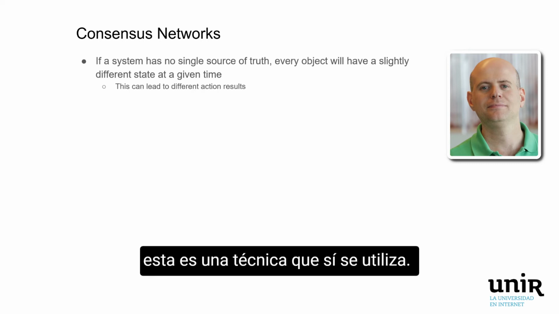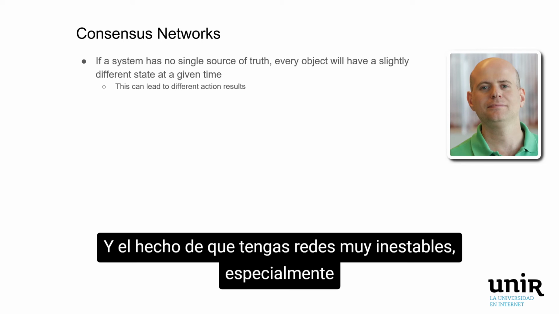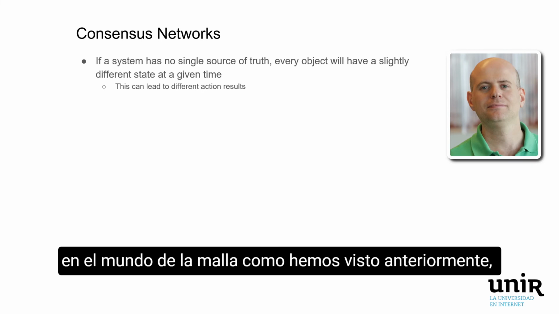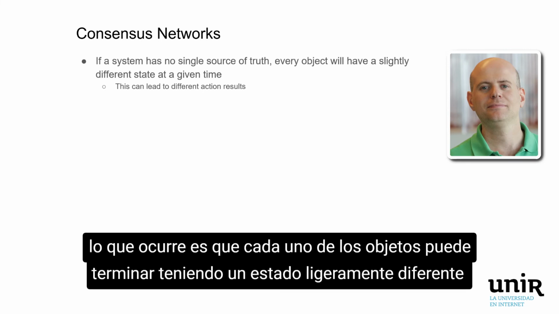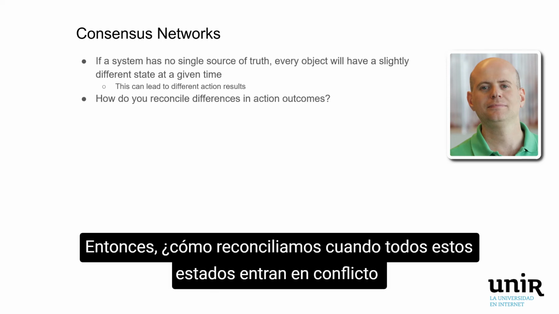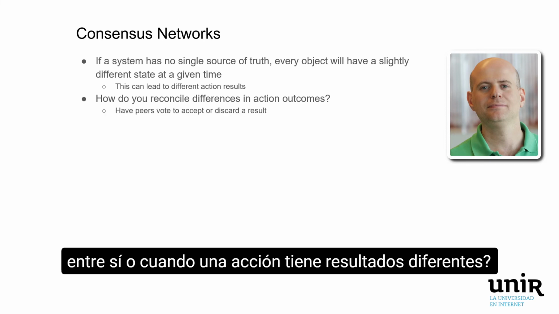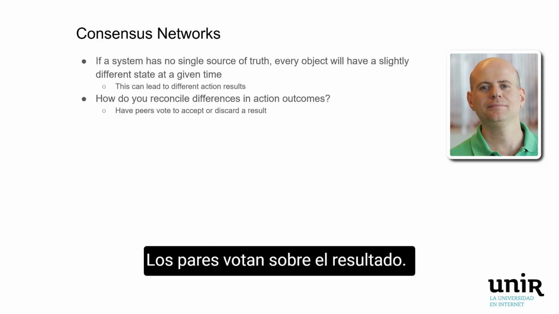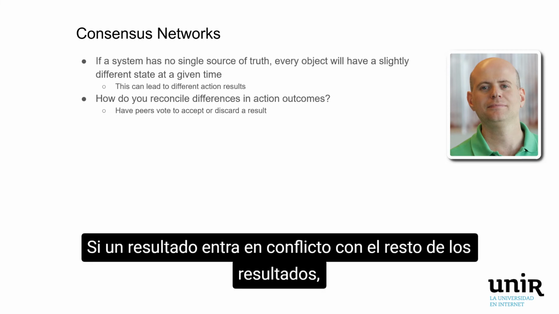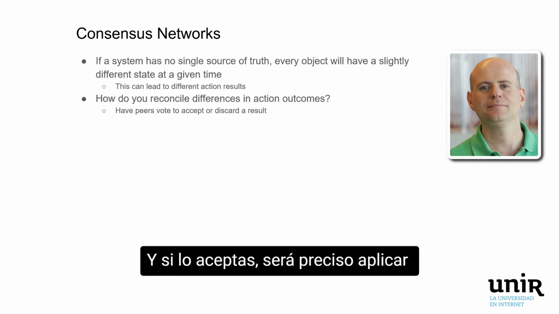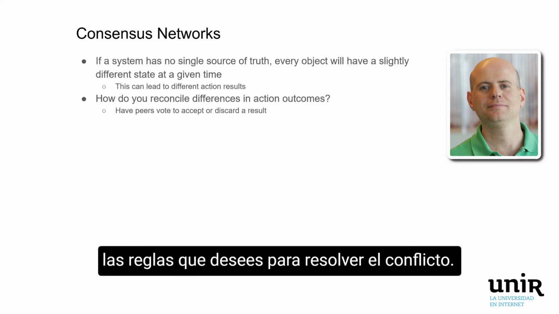And given that you have very unstable networks, particularly in the mesh world, as we saw earlier, every object might end up having a slightly different state at a given time. So how do you reconcile when all these states conflict with each other, or when an action has different outcomes? You have peers vote on a result. If a result is conflicting with the rest of the results, you have to either accept or discard it. And if you accept it, then you have to apply whichever rules you want to apply to fix the conflict.